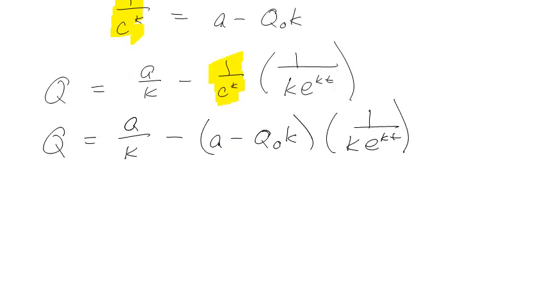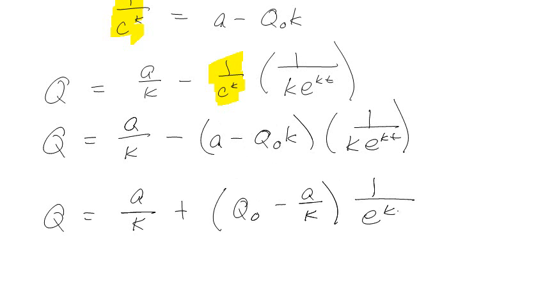Okay, I'm going to pull the k out just because it looks like a good idea. A over k. Divide the whole thing through by k. I'm actually going to switch the order of these as well. So the Q naught is going to go first, and then minus A over k, and then 1 over e to the kt. And I'll just go ahead and put that on top like this.